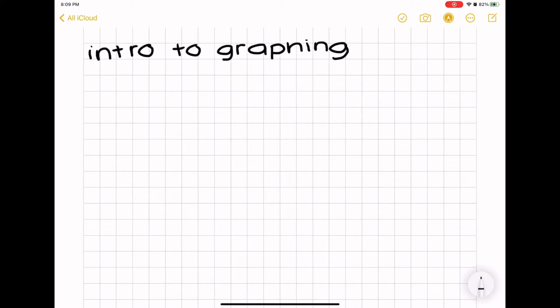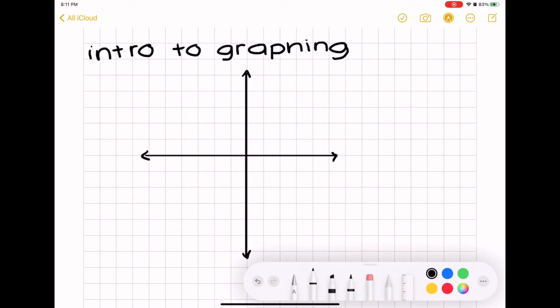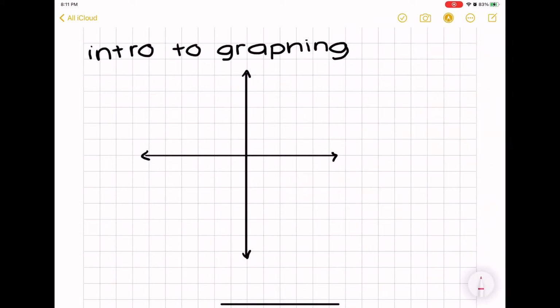So let's get started. So here on the screen, I'm going to go ahead and draw this plane. Now this graph has two lines, one going horizontally and one going vertically. This is called a coordinate plane, and whenever we're graphing, this could be a point or a line, then we will use a coordinate plane.